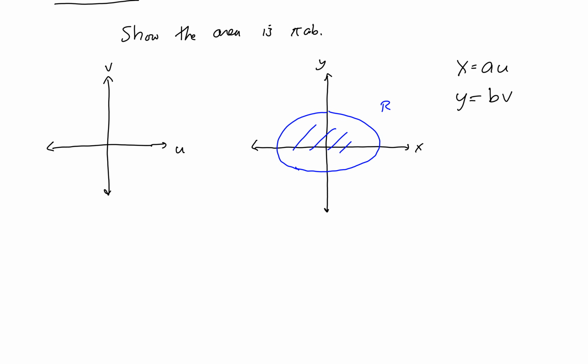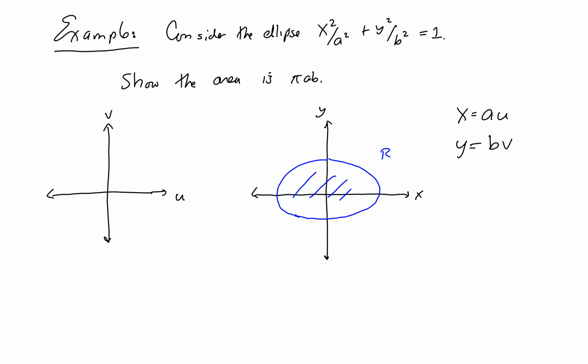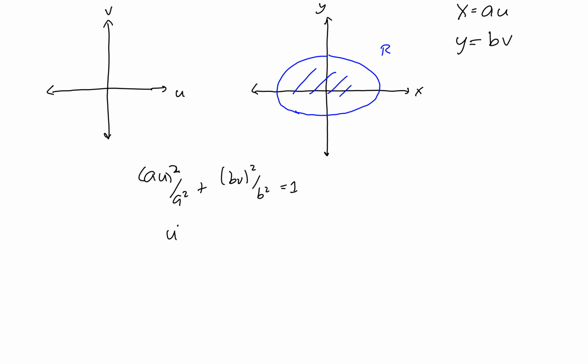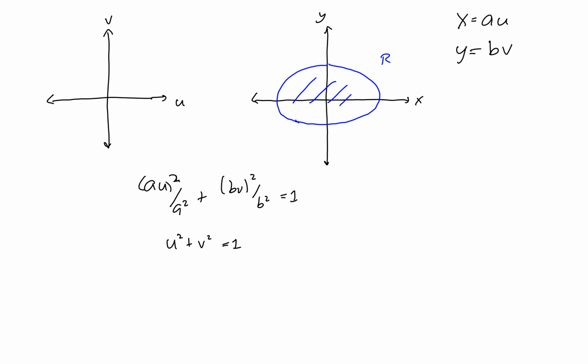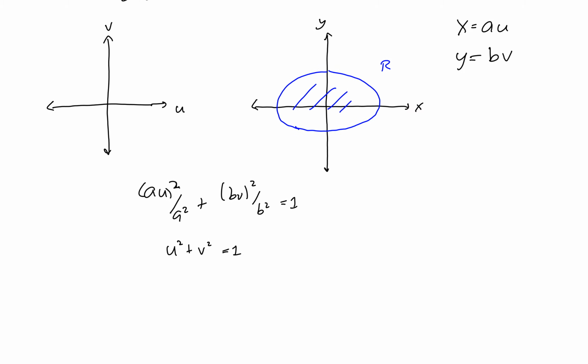Well, the equation in the UV plane, well, I know X is A times U, so this would be (A U) squared over A squared plus (B V) squared over B squared equals 1. So that's equivalent to U squared plus V squared equals 1. So in the UV plane, the region that's actually mapping to what we're interested in is just a circle of radius 1. So this is U squared plus V squared equals 1. And so now we have a nice region here.